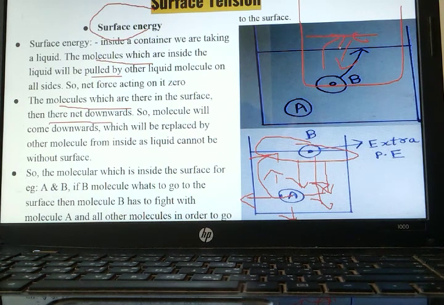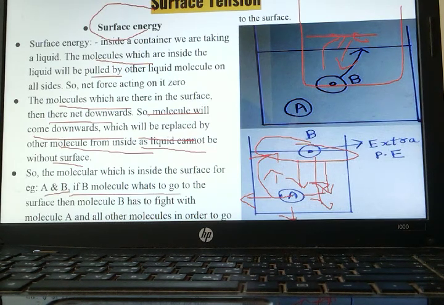Why is it getting replaced? Because there is no surface without liquid. Can you imagine any surface without liquid? Surface layer? It is not there. So each and every liquid will have a surface. So the molecules come downwards, and they are replaced by other molecules from inside.